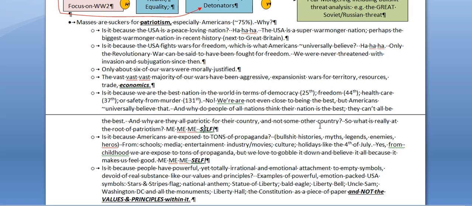Why are Russians all patriotic for damn Russia? Is Russia better than the USA? Ah, hell no. Right? They're patriotic for damn Russia. Because of self.